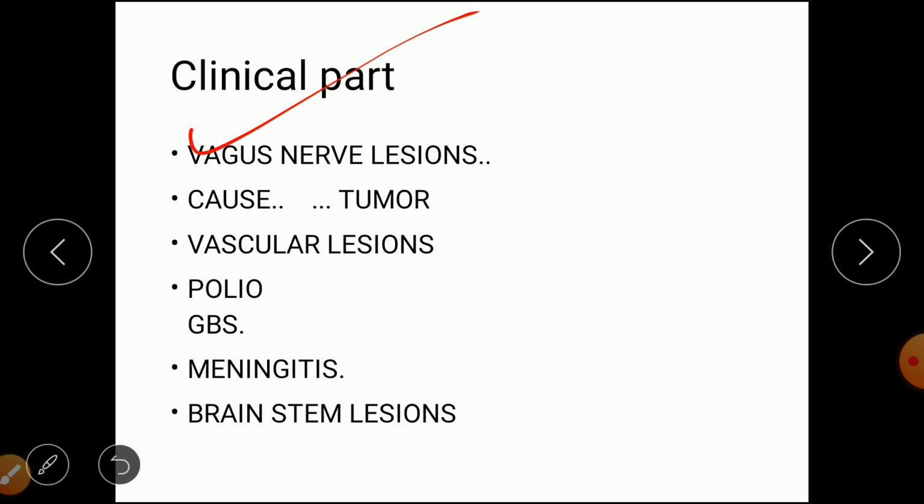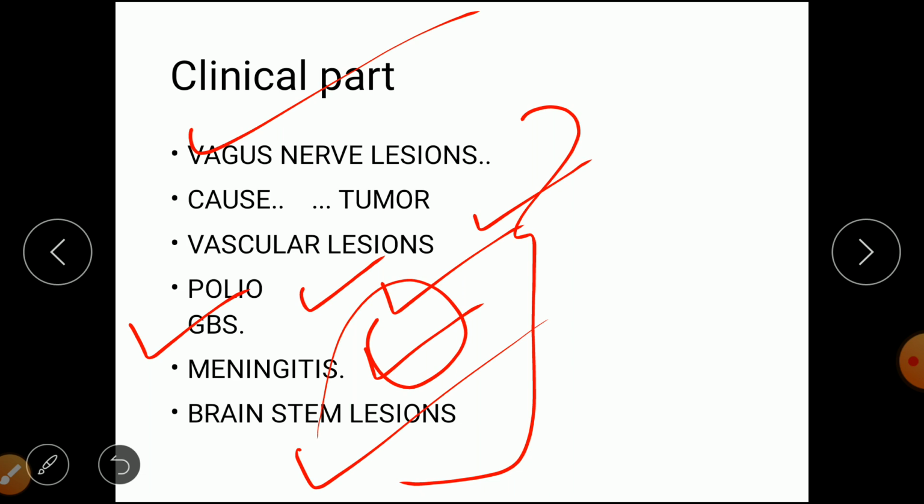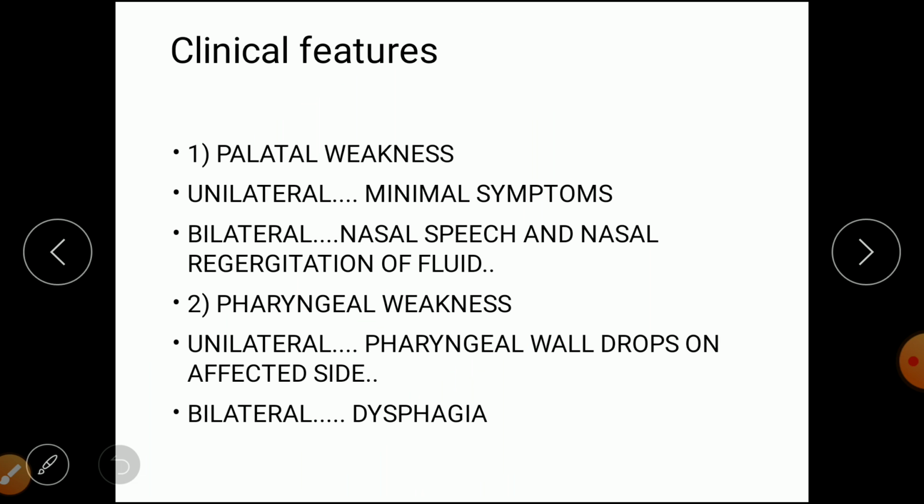Now the clinical part. Vagus nerve lesions are caused by tumor, vascular lesions, polio, Guillain-Barré syndrome, and meningitis. Meningitis, if it is chronic, damages the vagus nerve. Then brainstem lesions. So these are the causes of vagus nerve lesions. Clinical features: palatal weakness, pharyngeal weakness and some other clinical features.